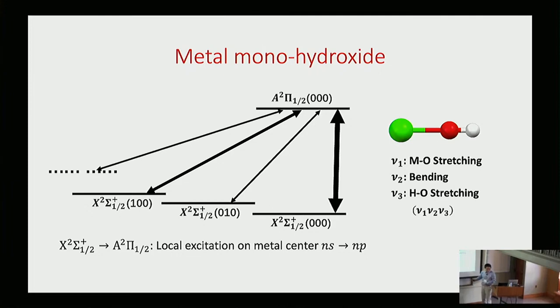One thing that I would like to emphasize is that many of these cooling experiments use a doublet pi state as the upper state, and we are interested in the transitions from the vibrational ground state of the upper electronic state to various vibrational states of the ground electronic state.